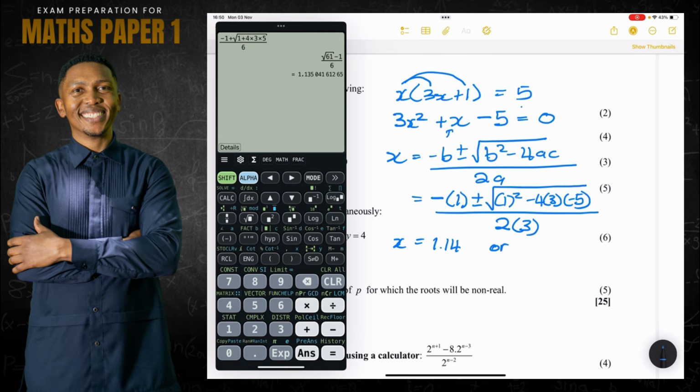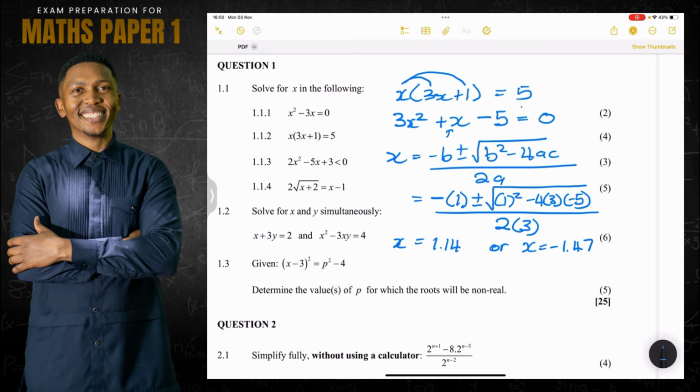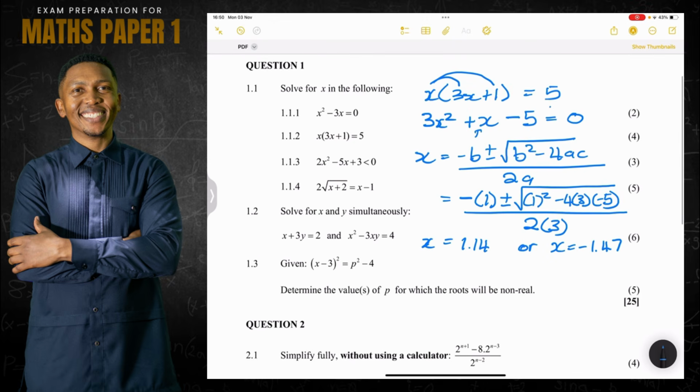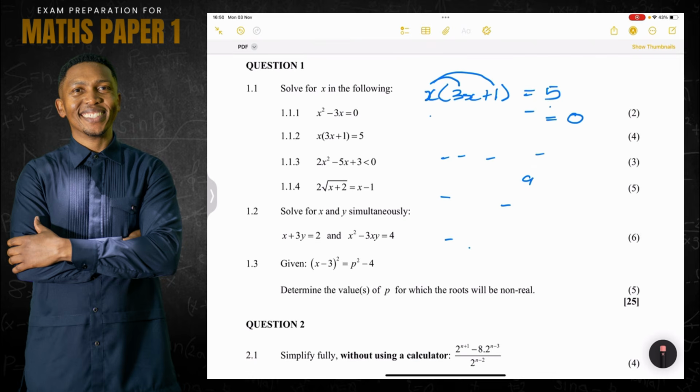or remember we still need to change the sign outside there. So I'm going to change the sign to negative. So that's minus 1 minus that entire thing inside the bracket. So that gives us negative 1.47. All right, those are the two answers that we have using our quadratic formula because we couldn't factorize in this case. All right, now let's go on to the next one.